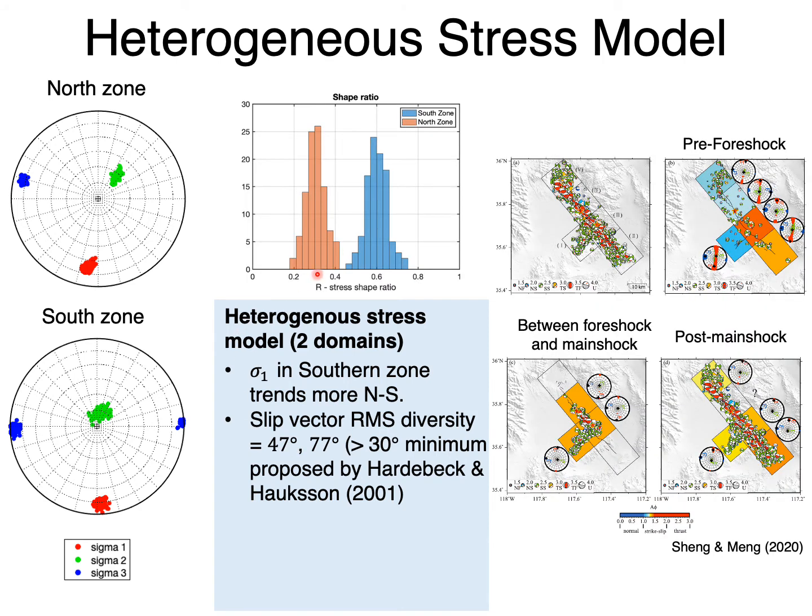And we also find distinct R values for these two zones. For the northern half rupture, we have an R value of about 0.3, which means the stress state is closer to being transtensional, which is consistent with what's found by Sheng and Meng, where they found in the northern half of the rupture a low A5 value, indicating it's dominated by normal faulting, and then further towards the south, you have a zone that's dominated by strike slip and some thrust faulting or transpressional stress.